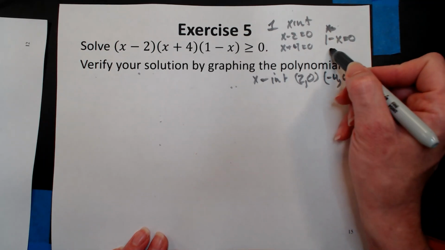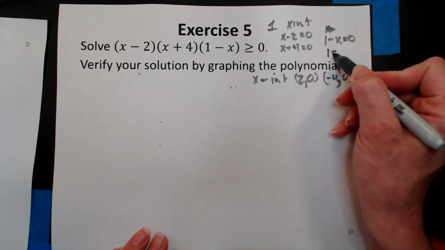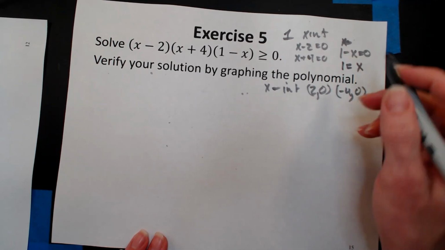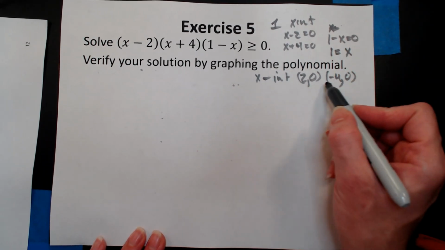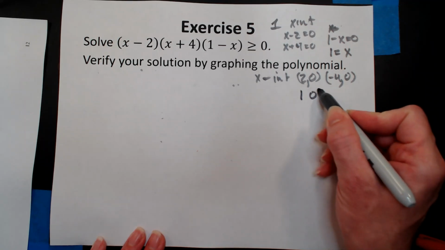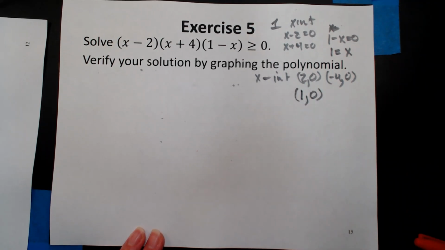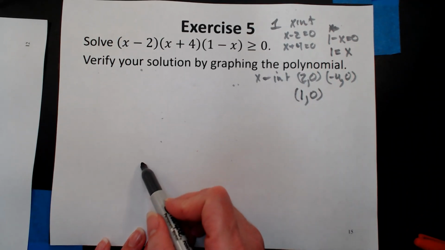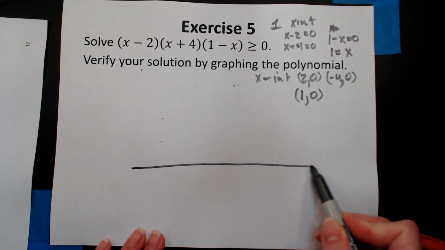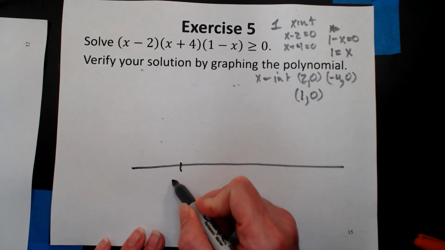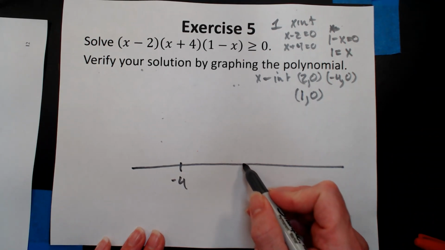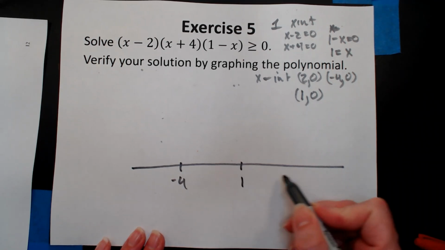And then this one might take a little manipulation, because if we'll say 1 equals x for this one right here. And so that means we're going to be at 1, 0. So there's our x-intercept. So now I'm going to draw a number line. I want to make sure I put all these x-intercepts in the right place. I'm going to have negative 4, and then I'm going to have 1, and then 2.